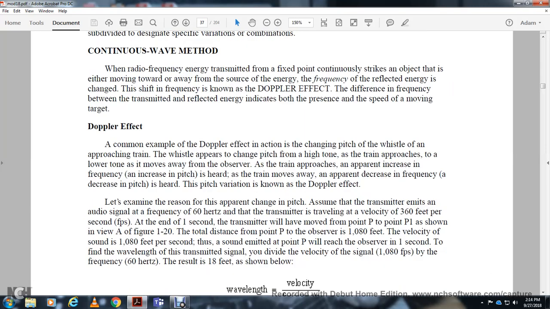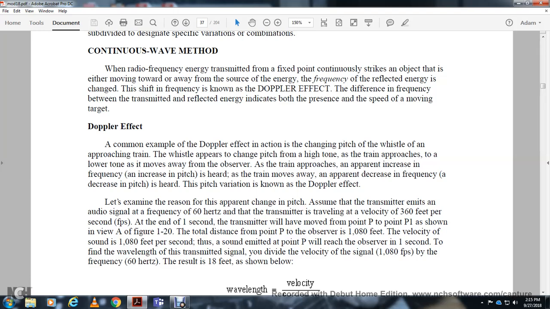Let's talk about the Doppler effect. A common example is the change in the pitch of the whistle of an approaching train. The whistle appears to change from a high tone as the train approaches to a lower tone as it moves away from the observer. As the train approaches, there is an apparent increase in frequency, and an increase in pitch is heard. As the train moves away, there is an apparent decrease in frequency, and a decrease in pitch is heard. This pitch variation is known as the Doppler effect.